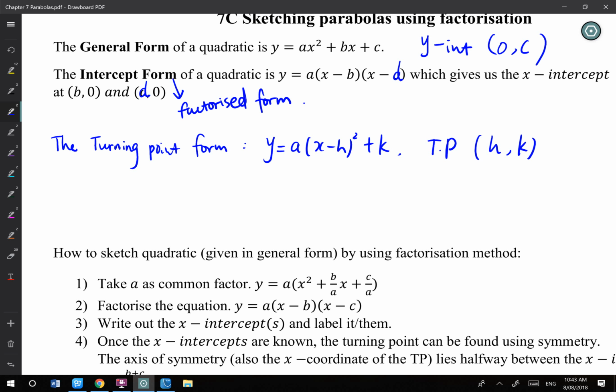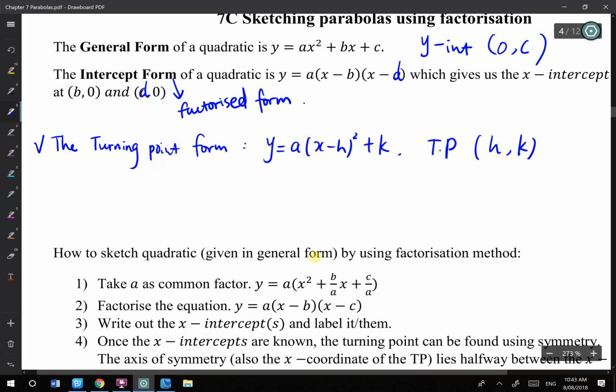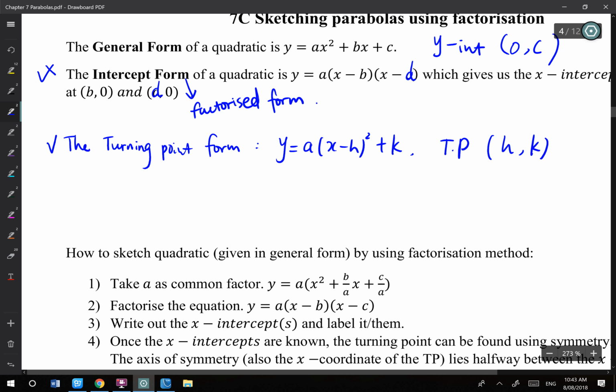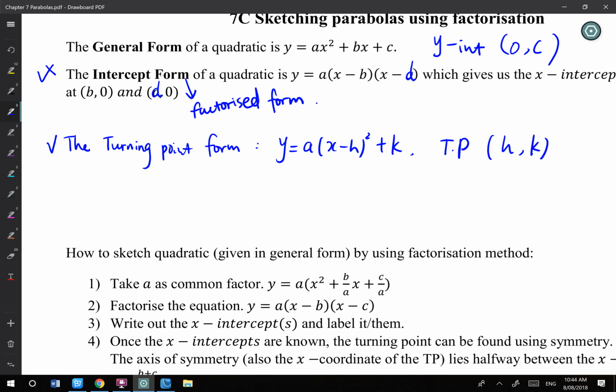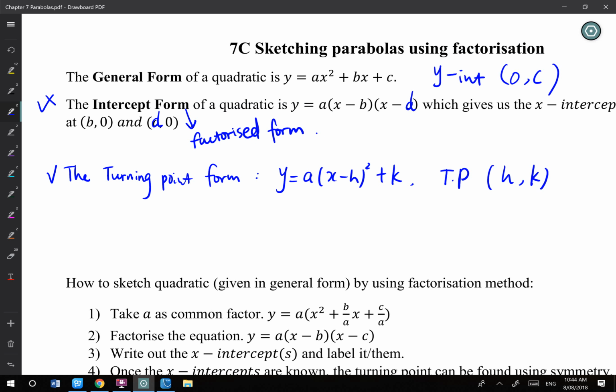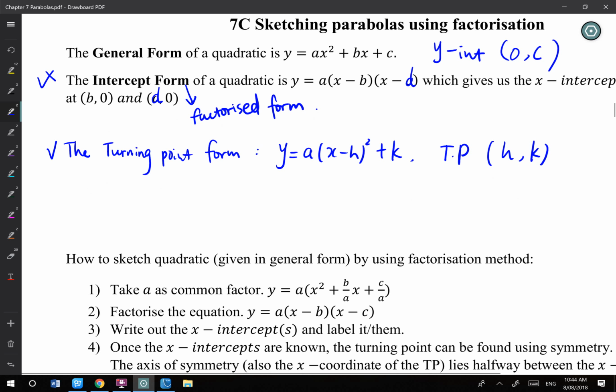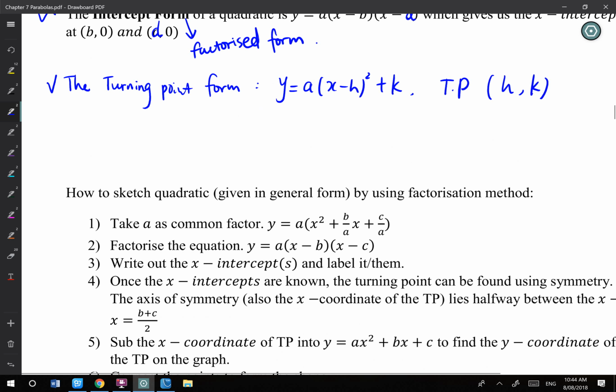But can all quadratics be completed square or not? Yes. So the turning point form always exists. But the factorized form, I'm not 100% sure. It might exist, might not exist, depending on the discriminant. If the discriminant is less than 0, we can't factorize, therefore there's no factorized form. The general form always exists.